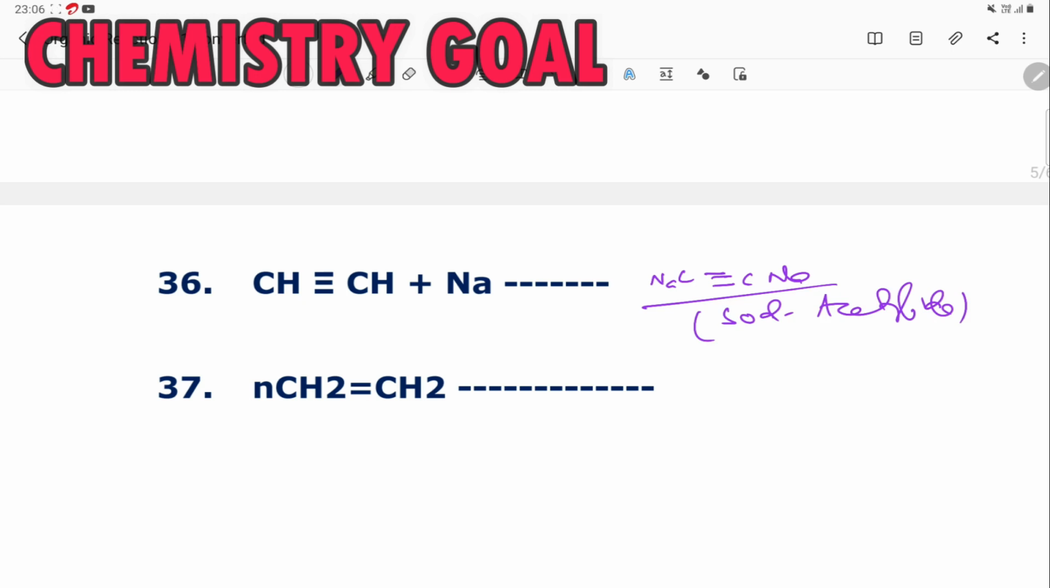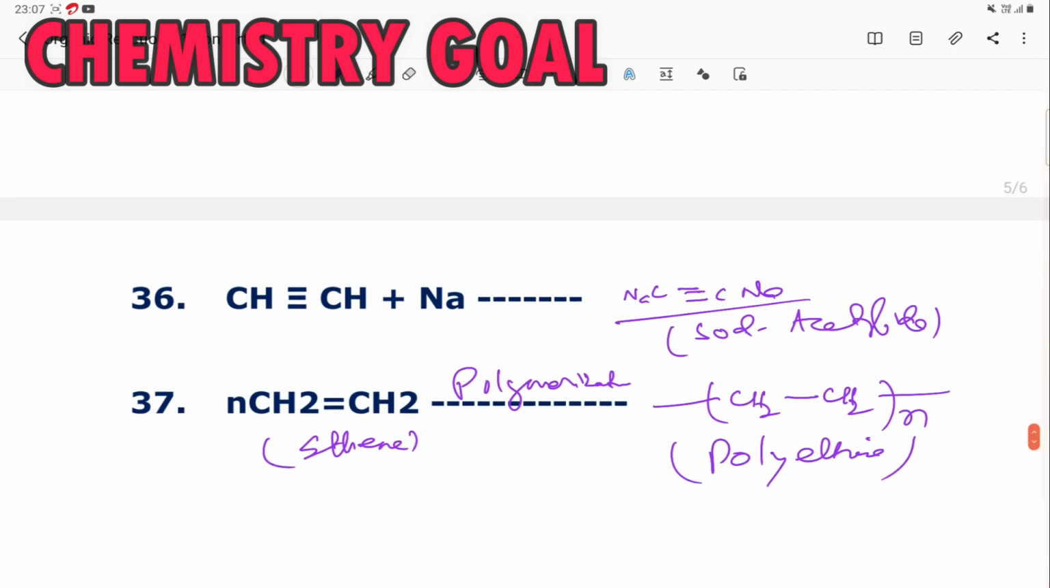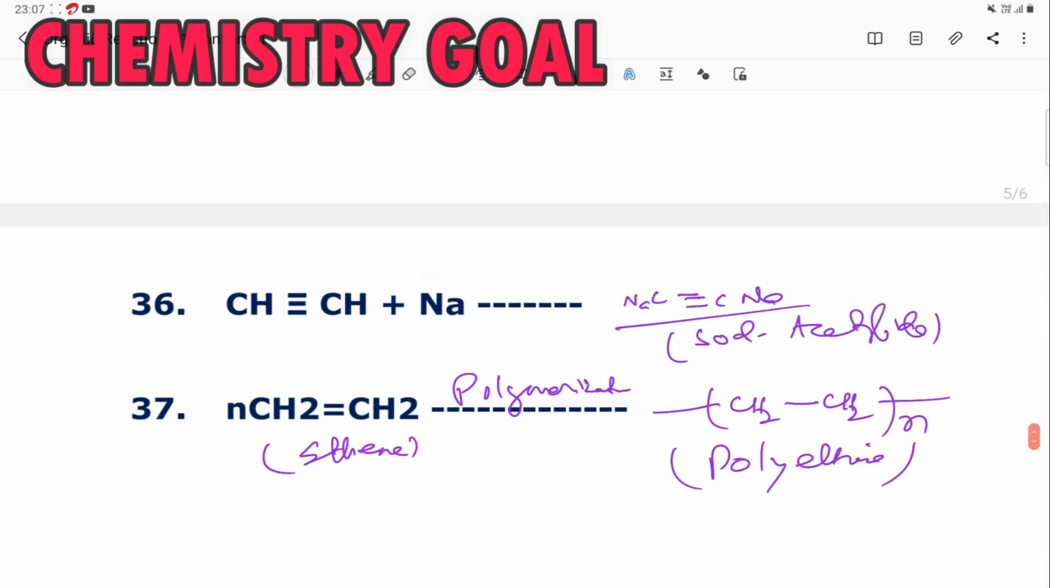Then 37 is very important, that is the polymerization reaction. The product from ethene is polythene. Here during the addition reaction the double bond breaks, and 2 or more ethylene molecules combine to form polythene. This is called polythene. It is a polymer. Okay, so this is about some very important reactions of alkane, alkene, alkyne and benzene.